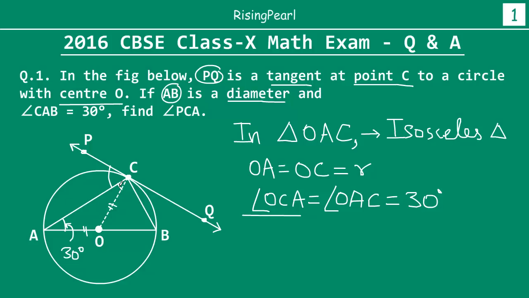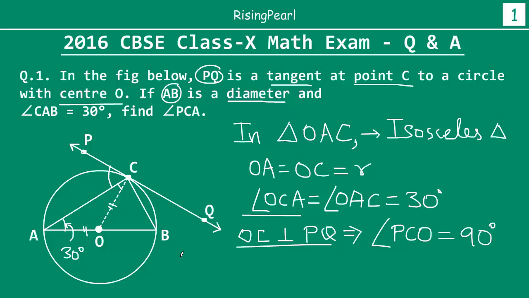Now also note that OC is perpendicular to PQ. Why is OC perpendicular to the line PQ? Well, it is very simple, because OC is the radius and the radius is perpendicular to the tangent at the point where the tangent touches the circle. C is the point where the tangent PQ touches the circle, and we have joined OC. So OC will be perpendicular to PQ. Now if that is the case, then it implies that angle PCO is 90 degrees.